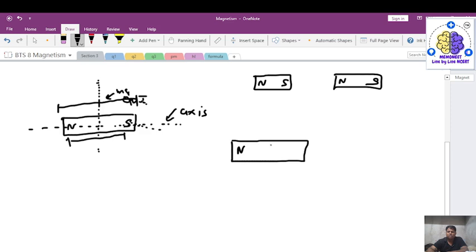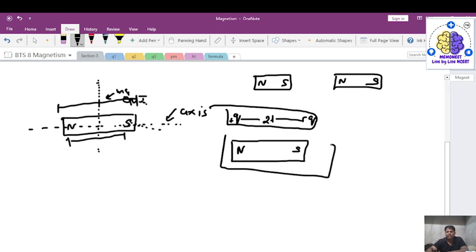Suppose this is north, this is south. We can consider this similar to a dipole we studied in electrostatics. This is plus q and this is minus q, separated by a short distance 2L. So we call this an electric dipole, and this will be called a magnetic dipole. If it is a magnetic dipole, it will have a magnetic moment.